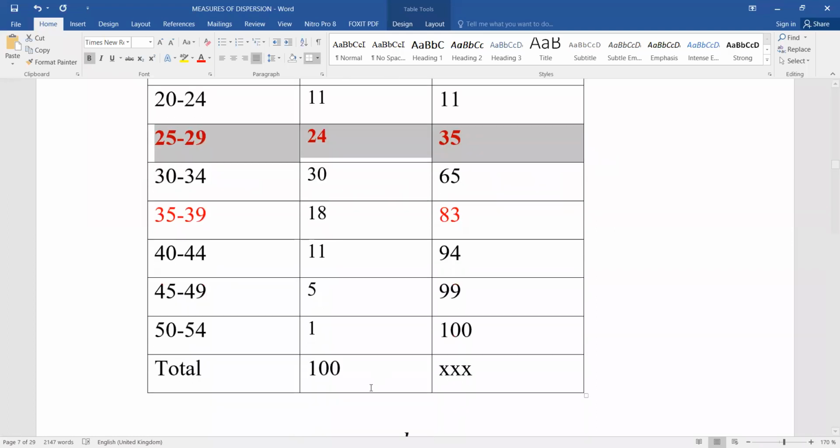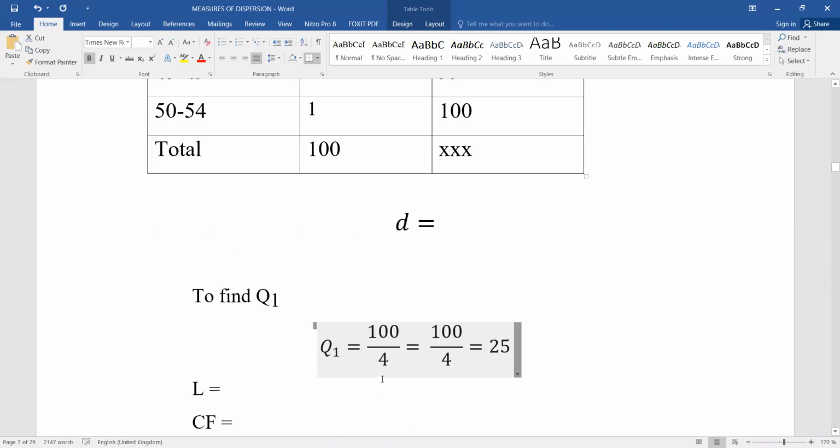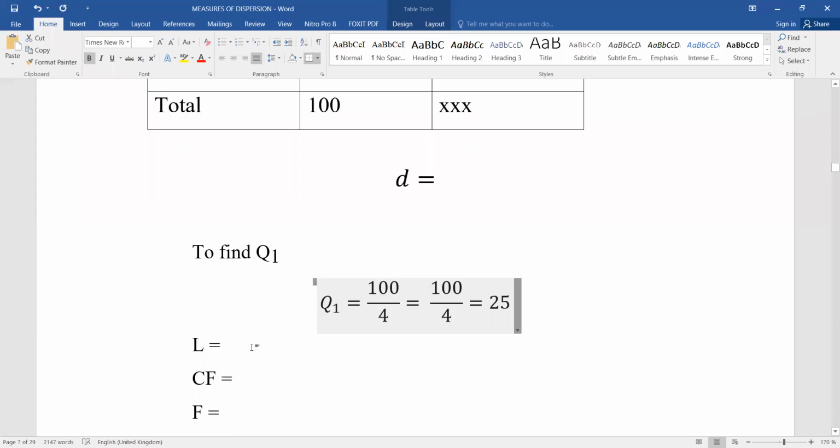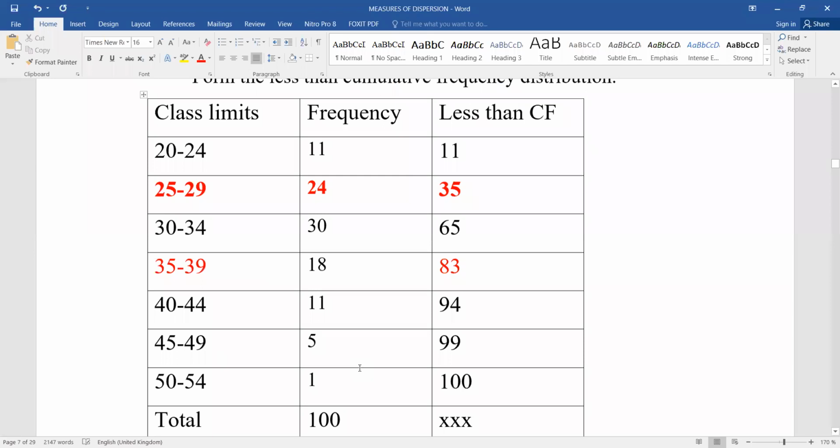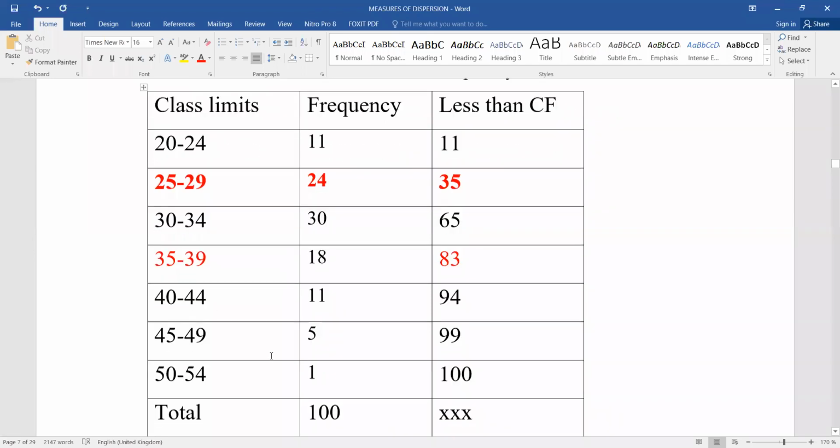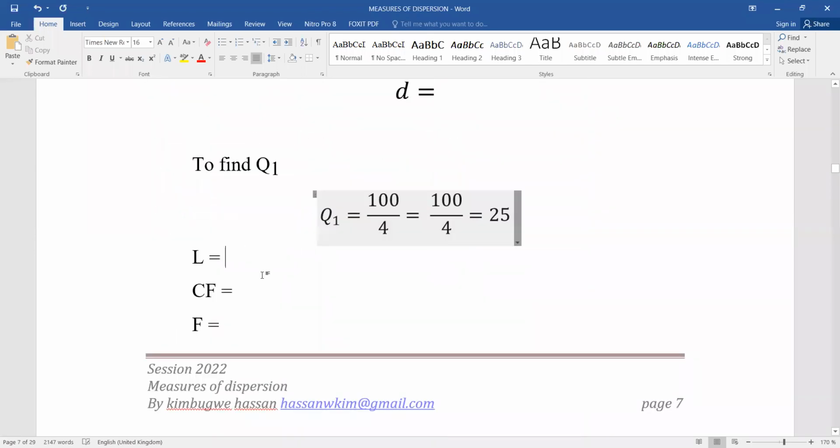So from that class, what is our L? What is our lower class boundary? We plug in the value. What is the lower boundary? 24.5. So you have L equal to 24.5.